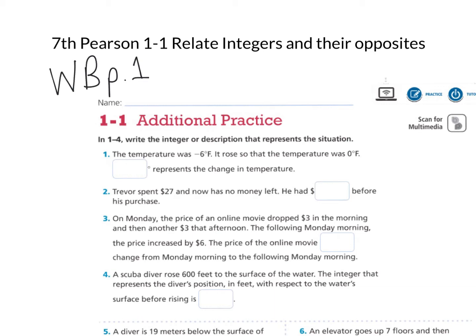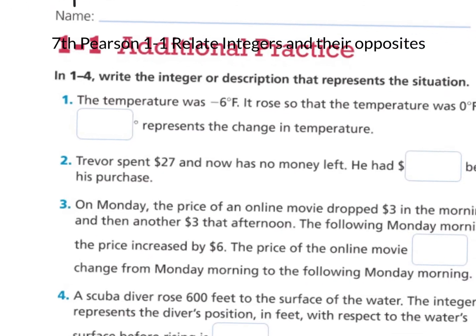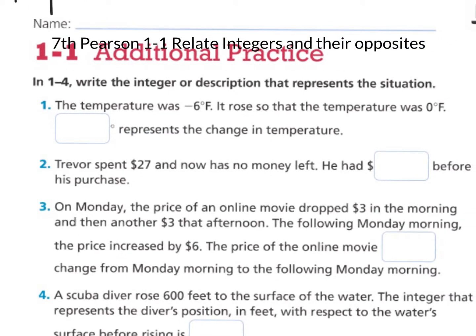So if we start out here, number 1, the temperature was -6 degrees Fahrenheit. Let's read the directions first. In numbers 1 through 4, write the integer or description that represents the situation. So number 1, the temperature was -6 degrees Fahrenheit. It rose so that the temperature was 0 degrees Fahrenheit. So blank represents the change in the temperature.